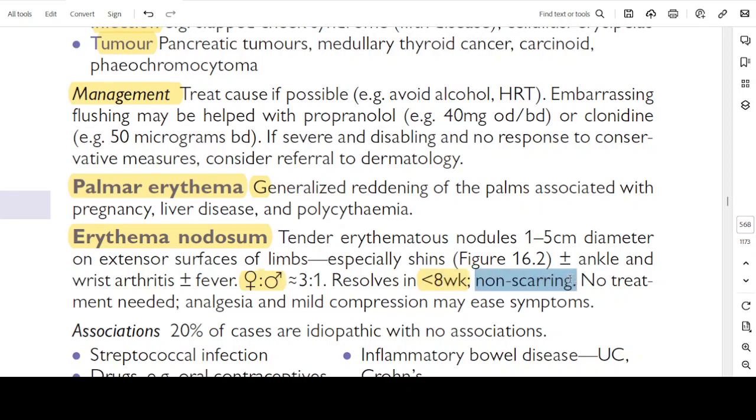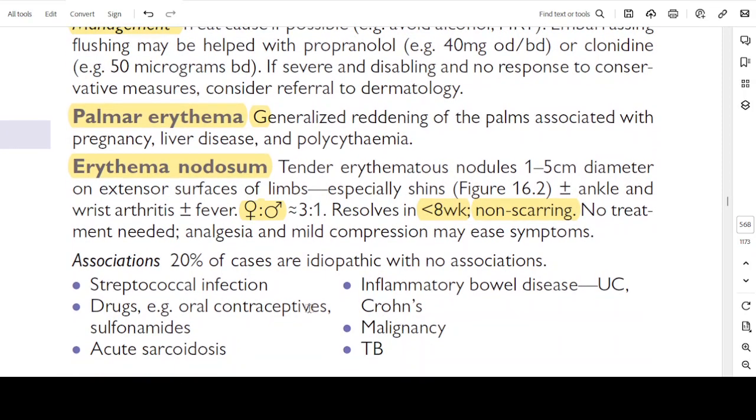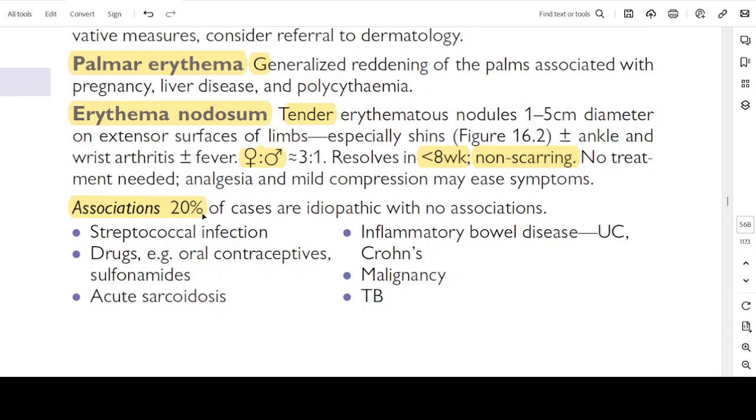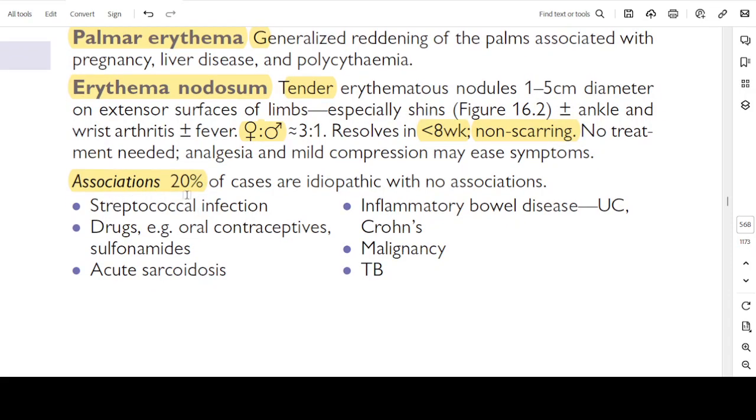It is non-scarring. No treatment is needed. Analgesia and mild compression may ease the symptoms of erythema nodosum because these are tender nodules. Association of erythema nodosum: 20% of cases are idiopathic with no associations. The rest of them are streptococcal infection, drugs like oral contraceptive pills and sulfonamides, acute sarcoidosis, inflammatory bowel disease like ulcerative colitis or Crohn's disease, malignancies, and tuberculosis.